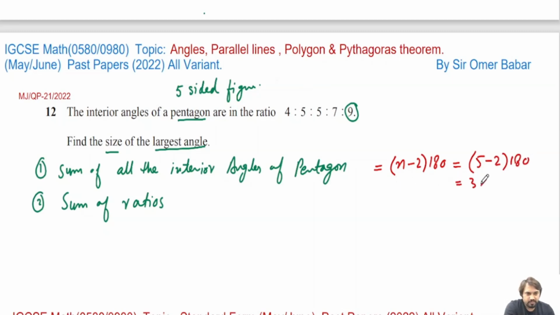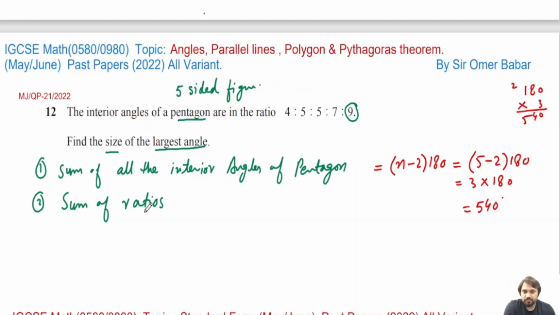That will be 3 into 180. Now you can multiply manually. 3 zero times, 4 to carry, 540. So we have 540 degrees, the sum of all the interior angles of a pentagon.